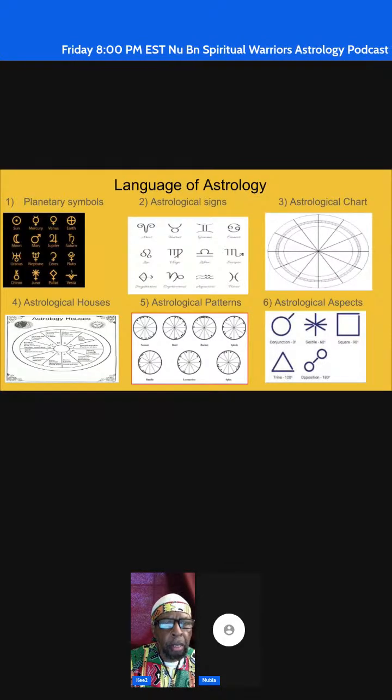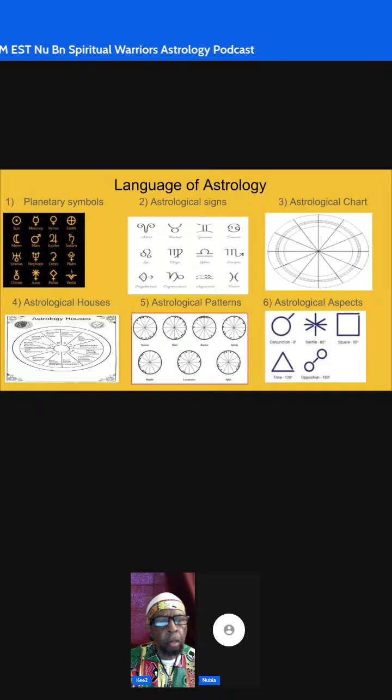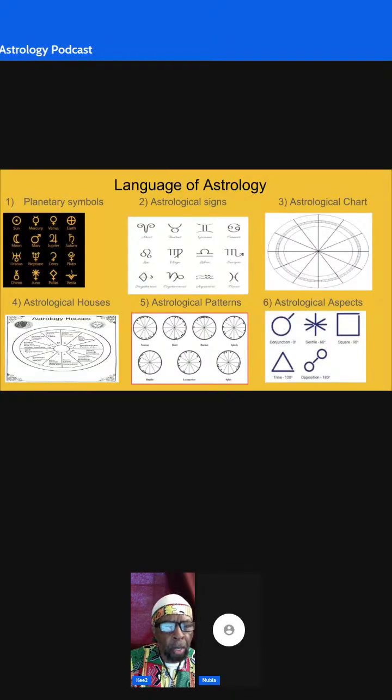Say, for instance, the first symbol that you see right there, the circle and the dot, represents the sun. Okay, so that's the symbol for the sun. And it carries a host of information as well. And we'll explain that further as we get into the podcast. Next is the astrological signs. Now, the first astrological sign that you see there represents Aries. And again, that sign carries a host of information.